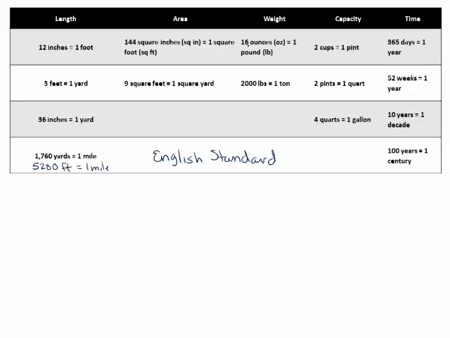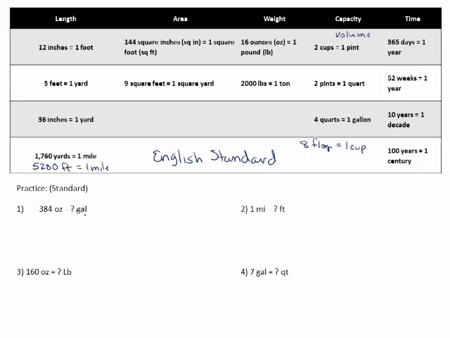If we're talking about weight, 16 ounces is a pound, and 2,000 pounds is a ton. If we're talking about capacity, we have 2 cups equals a pint. Capacity is volume. 2 pints equals a quart. 4 quarts equals a gallon. We also have ounces in volume too. We have fluid ounces, and 8 fluid ounces equals 1 cup. Time, 365 days equals a year, 52 weeks equals a year, 10 years equals a decade, and 100 years equals a century. So let's practice some conversion.